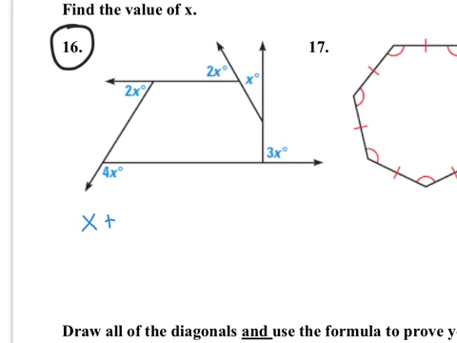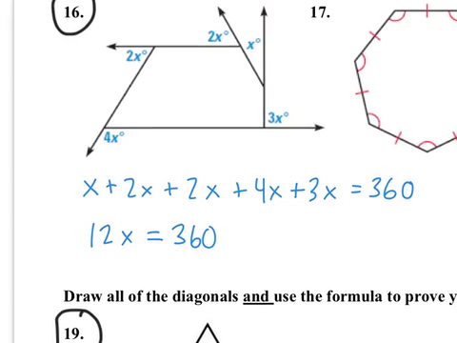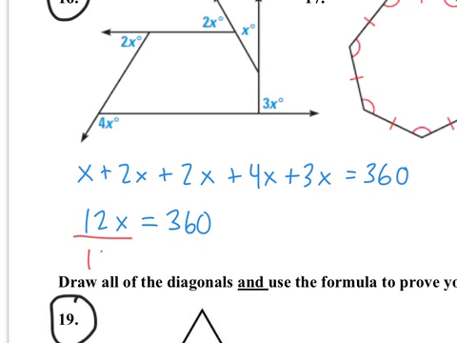So x plus 2x plus 2x plus 4x plus 3x has to equal 360. So let's combine our like terms on the left. 1x plus 2x is 3x, plus 2x is 5x, plus 4x is 9x, plus 3x is 12x. So all those terms simplify to just 12x. Then it's just one step from there. Divide both sides by 12. And we get x equals 30.